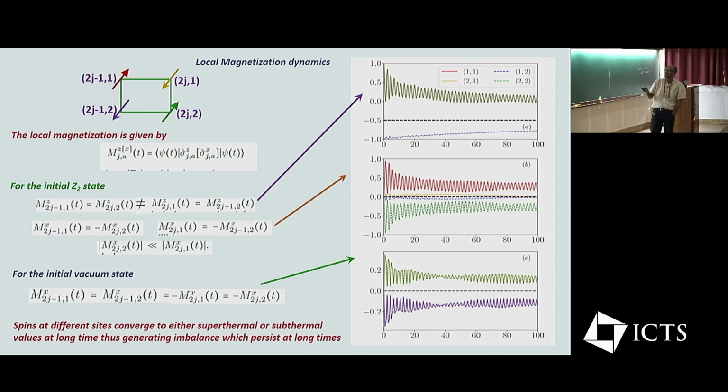Now, for the initial Z2 state, when I look at longitudinal dynamics, I find that MZ on the sites where there are initial up spins are all similar and go to a superthermal value, while the other two go to a subthermal value. Whereas for MX, it turns out that these two, where I started from the up spin, are just opposite of each other. One of them goes to a superthermal value and the other to a subthermal value, and the down spins do not oscillate much. Finally, for the initial vacuum state, the sites on the even rungs have essentially equal oscillations, and they are exactly the negative of the oscillations of the other rung. So it has a complicated spatial structure, and that spatial structure is what gives rise to imbalance.